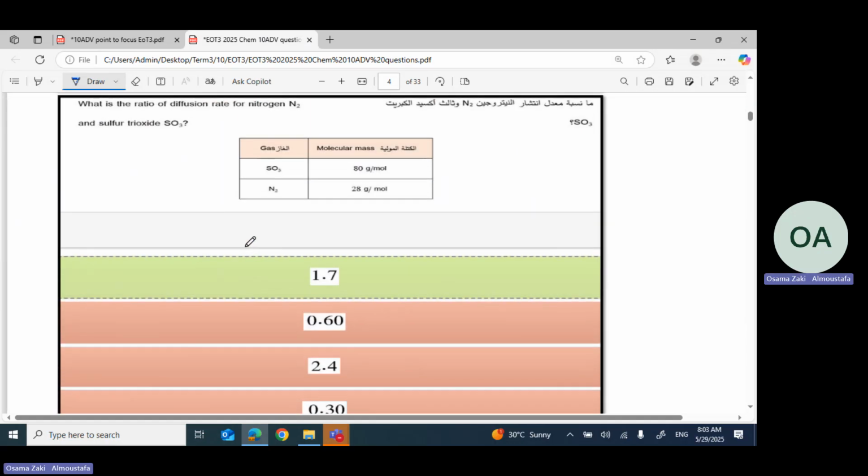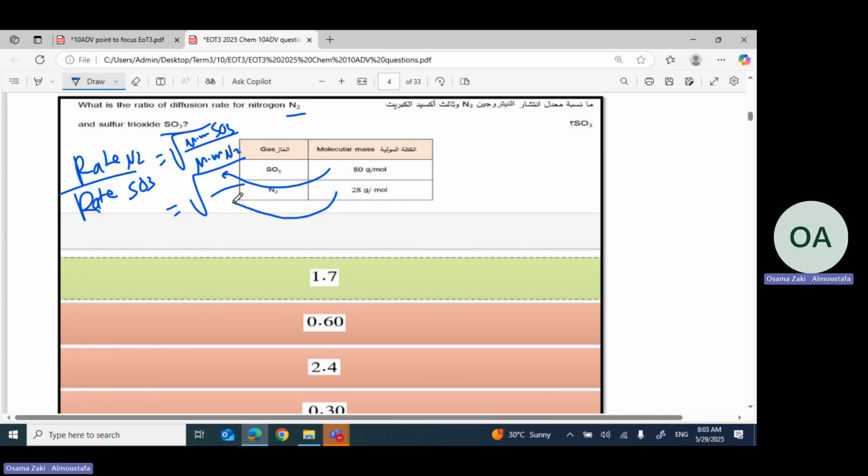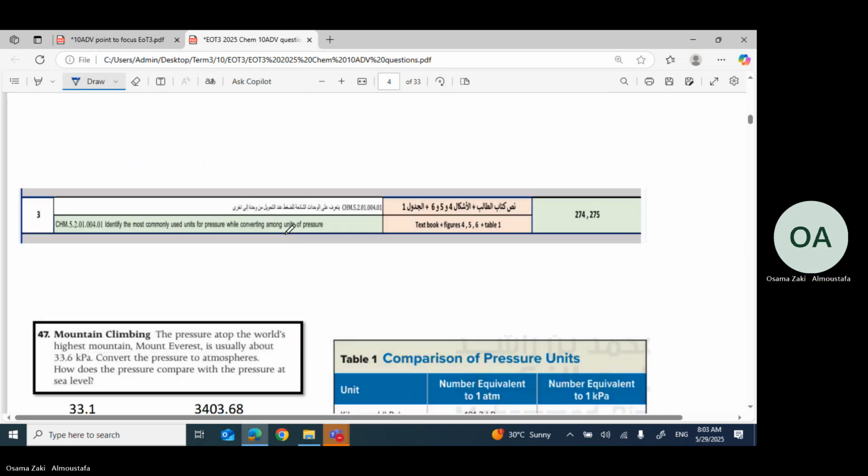Okay, here the ratio of diffusion of N2 and SO3. Rate N2 over rate SO3 equals square root of molar mass SO3 over molar mass N2. So this is the molar mass of SO3, over the molar mass of N2. So you can use the calculator to find the answer.